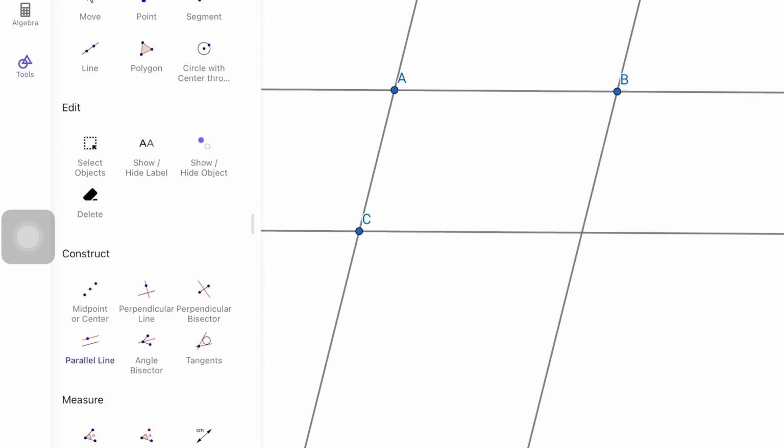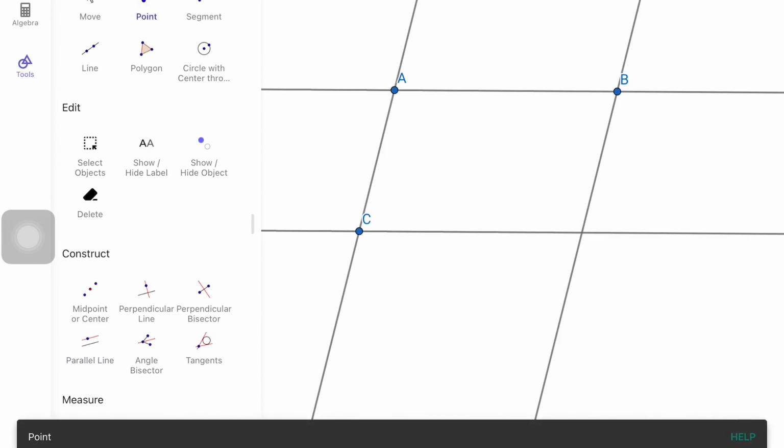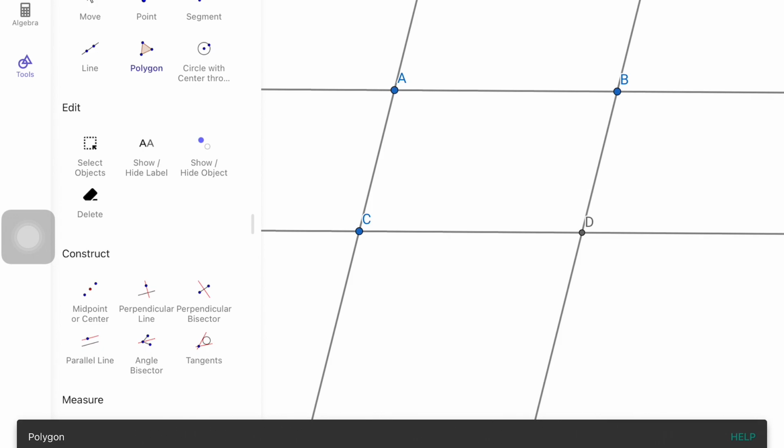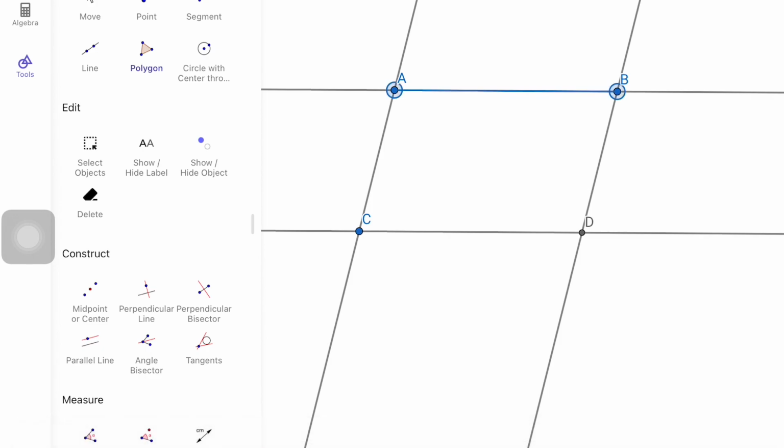Now if you get confused, you can pause this, rewind it, whatever you need to do, but the parallelogram is two sets or two pairs of parallel lines, and that's what we have here. So now you need to choose point, and we'll place a point at the last corner of the parallelogram. Okay, now to make this a polygon, which is a closed figure, we're going to tap A, B, D, C, A. And that is a parallelogram.